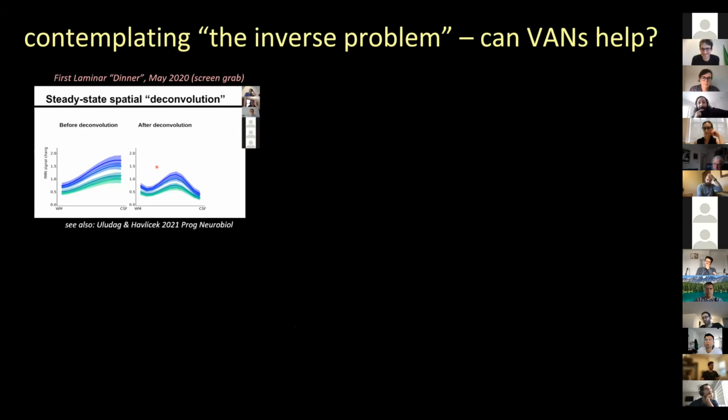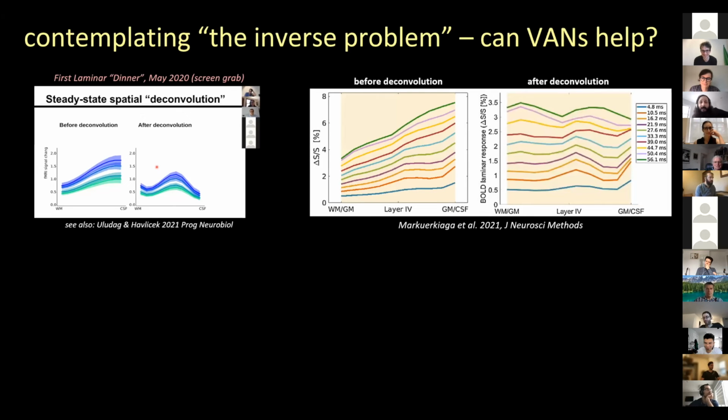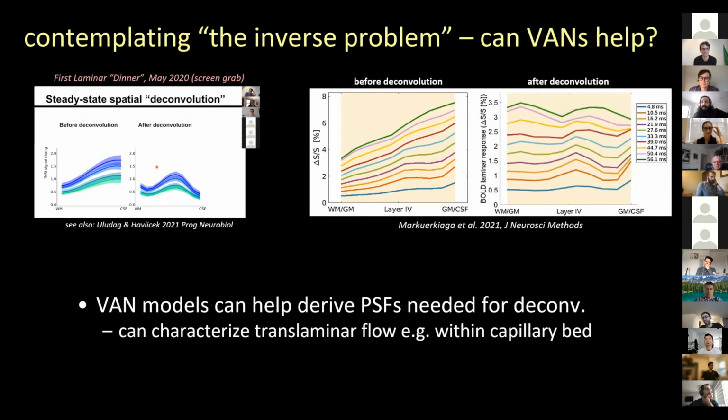And we've already heard a bit about this in the first laminar session. Here you can see maybe Camille in the corner there in the Zoom screen grab. Also, new work from David Norris's group has demonstrated a new deconvolution approach based on their estimated laminar point spread functions. But I think VAN models can help here by, for example, deriving more realistic laminar point spread functions that are needed for this deconvolution. We can also use them to characterize translaminar flow within the capillary bed, and we're thinking through other ways that I think VANs can help here.